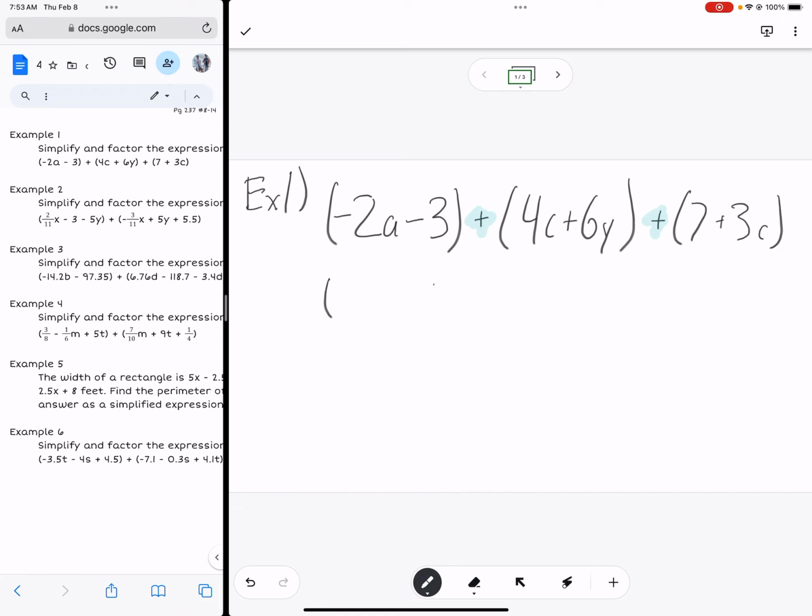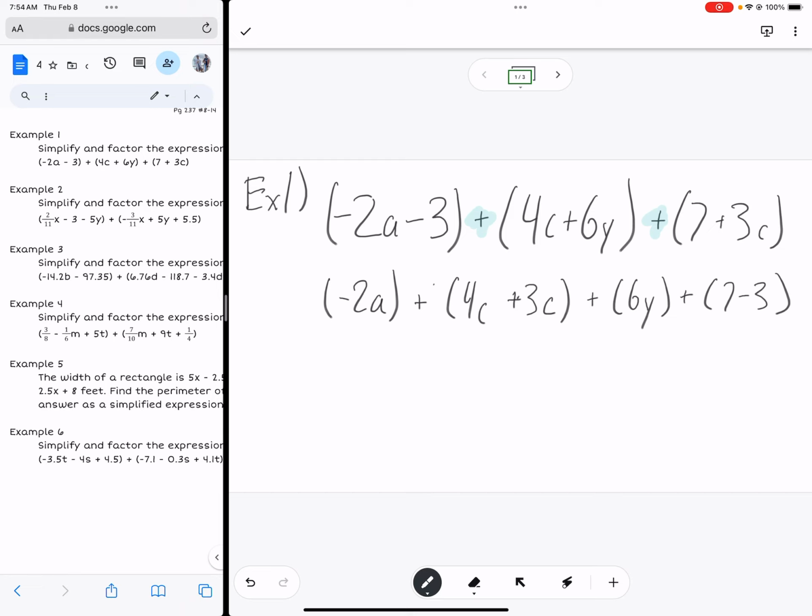Yeah, so the 2A would go with nothing, there's no other A. Yep. The 4C would go with 3C. 4C, is it plus or minus 3C? There you go. And then what else? Then the 6Y would go with nothing. Yep. And then the 7 would go with 3. Is it 7 minus 3 or 7 plus 3? 7 minus 3. There you go. So we've rearranged everything.